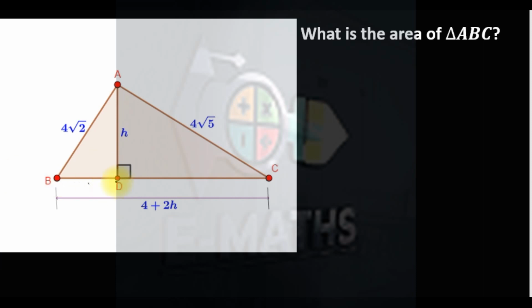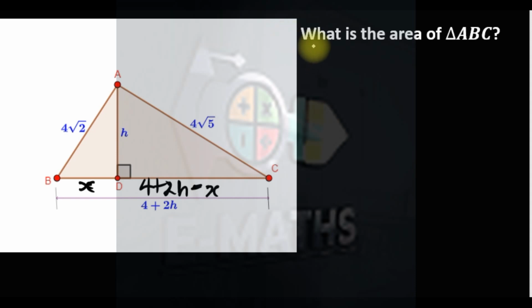So if we let BD be x, then here will be 4 plus 2h. The total is 4 plus 2h, so the remaining part here will be 4 plus 2h minus x. So we now have two triangles.